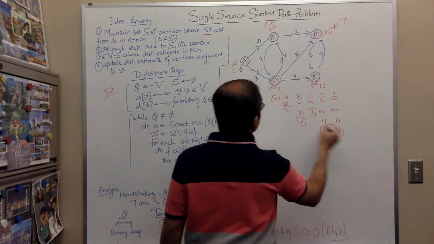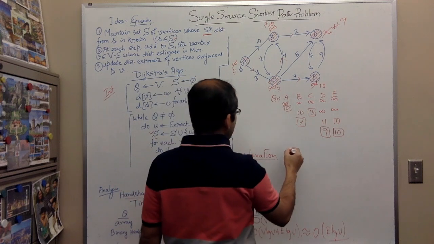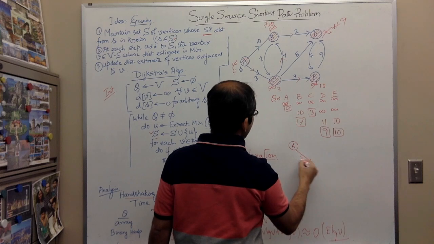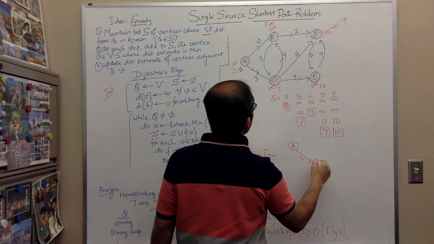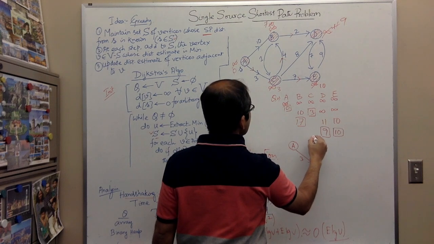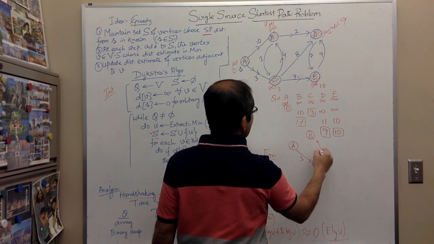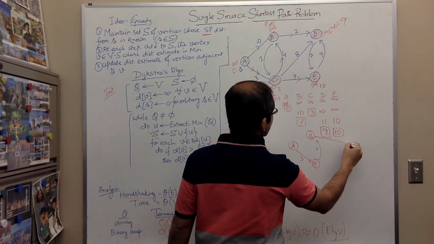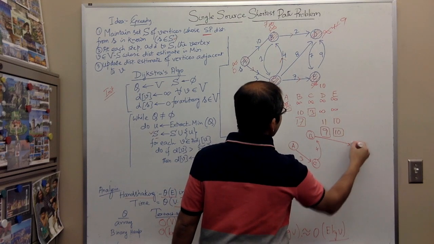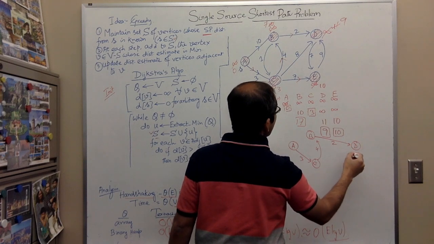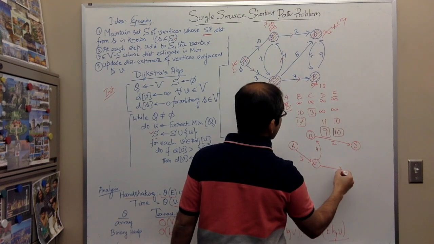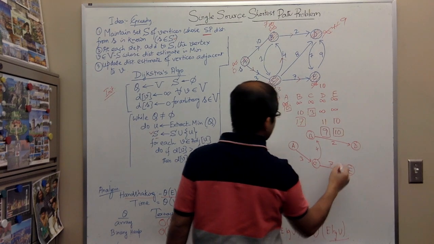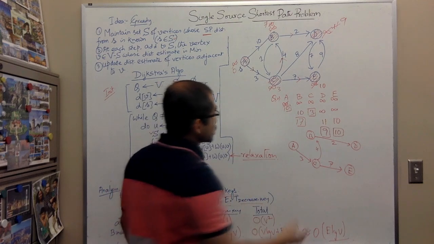10 is now out. So from this graph we got the shortest path tree, which will be like A here. From A we go through this edge to C. From C we go to B, which is using an edge with 4. From B we go to D, from this edge, which is 2, and then from C we go to E. So this edge was 7. So this is called the shortest path tree.